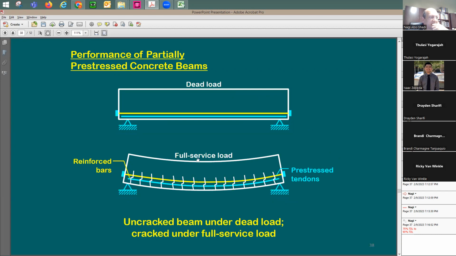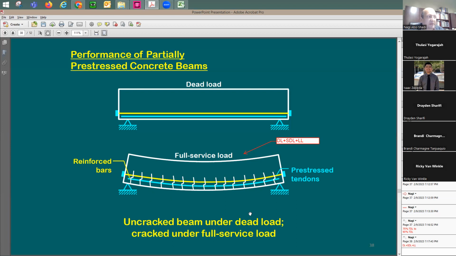Now, pre-stressed, again, when you put the full service load, what's the full service load here? I'm going to say full service load, meaning I'm going to put here dead load plus superimposed dead load plus live load. This is going to be the total service loads or the full service loads. Once you put them all together, you're going to see a little bit of deflection, which is acceptable as long as you're going to be within the code limits. And of course, you're going to see some cracks.